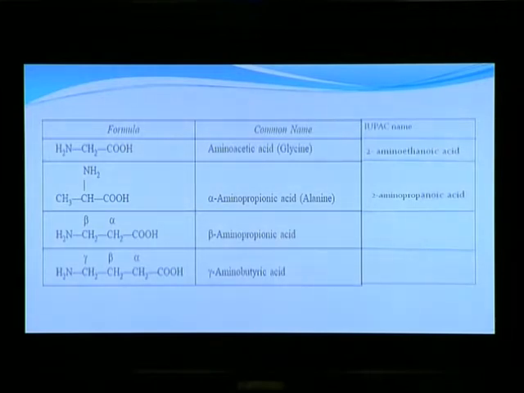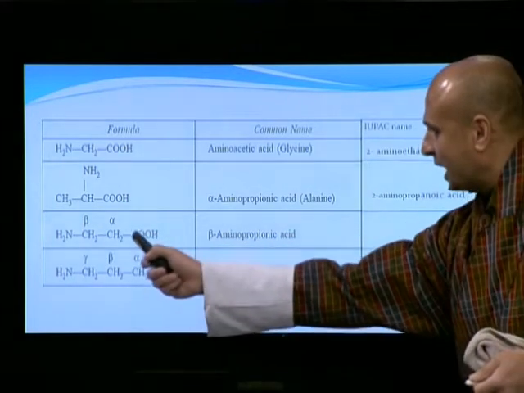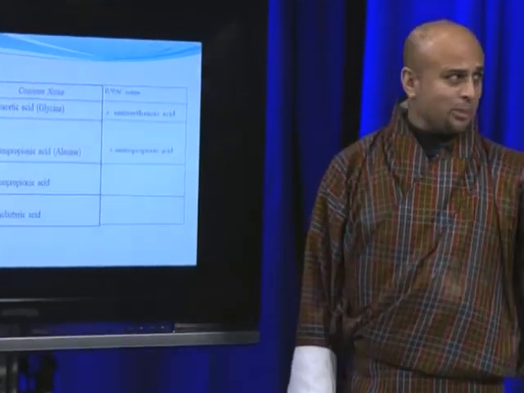Now the third one, let's look at this. So this carbon which is attached directly to the functional group is known as alpha, as I have explained before.